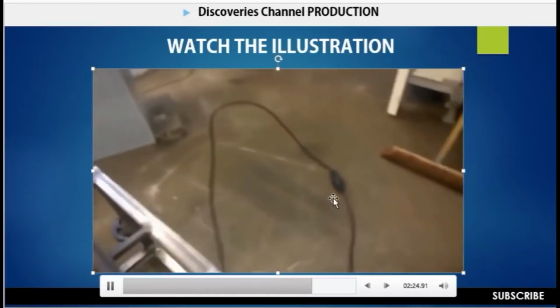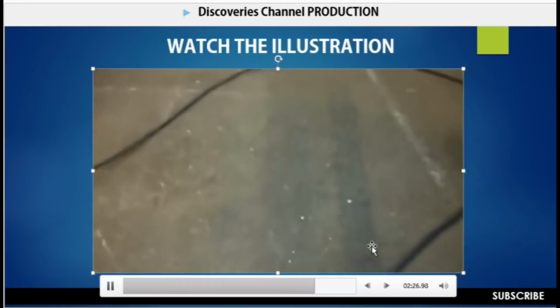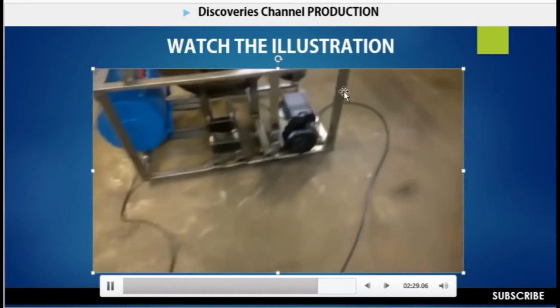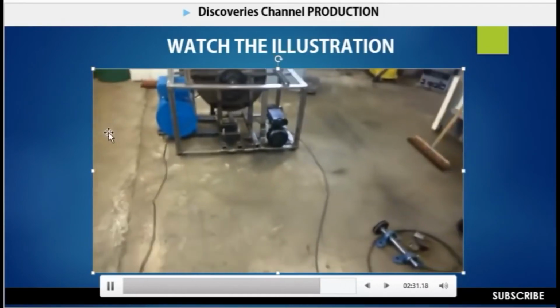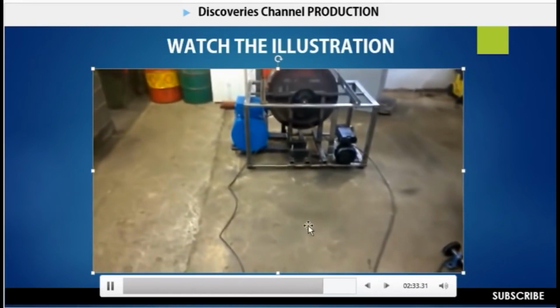See the cable here is linked now. As you can see, the cable is linked. See the cable now. It's not connected to the wall. This is a cable from the electric motor. This is a cable for the generator.